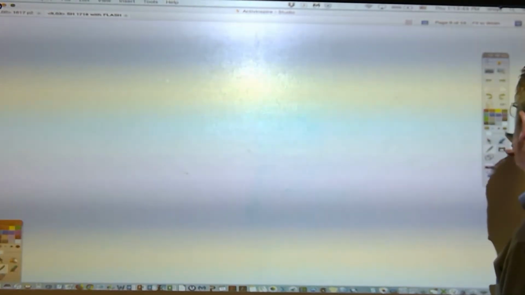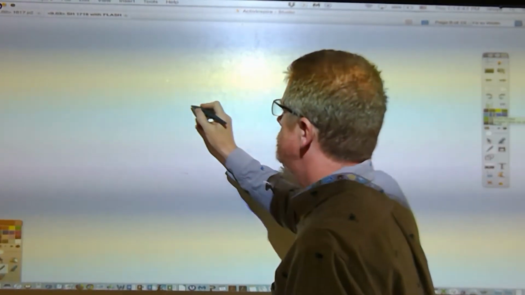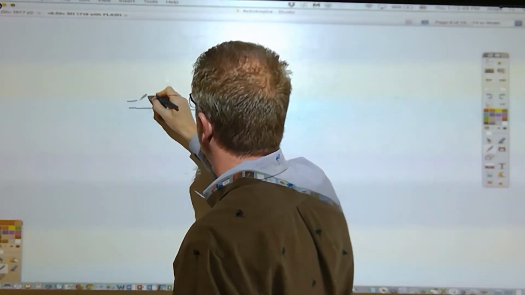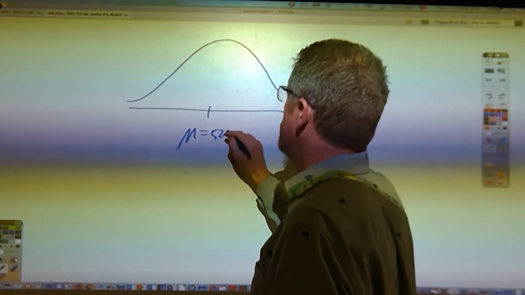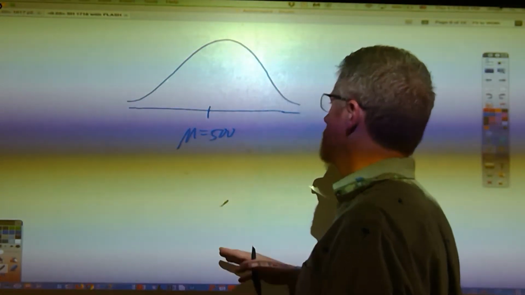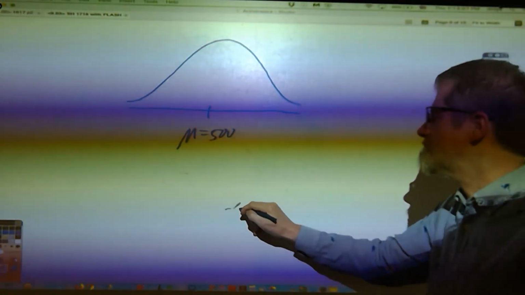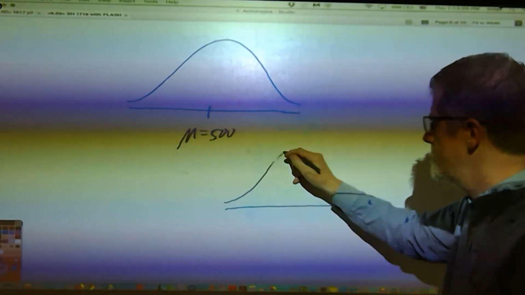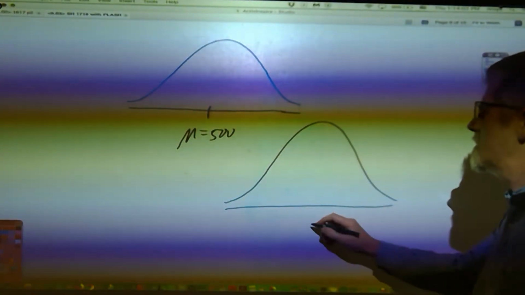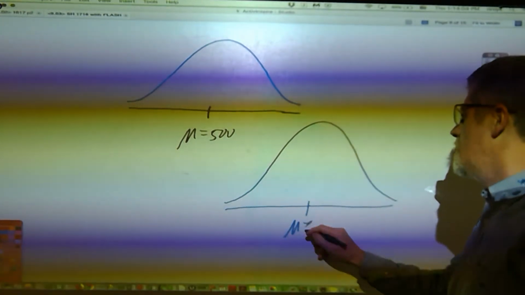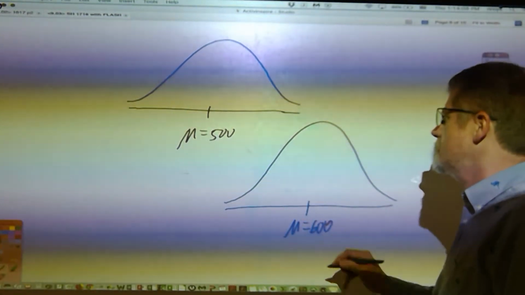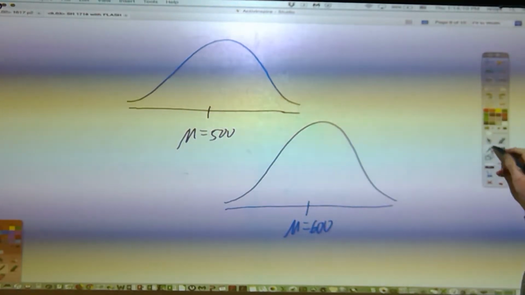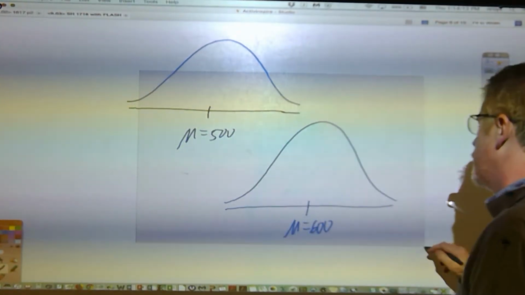The picture here that I think will be helpful for you: we're going to assume mu is 500. That's if it's weak. If the TV stand is strong, then suppose in reality that it'll hold 600 pounds of weight. And I'm going to lock these in. Those are not going to move.